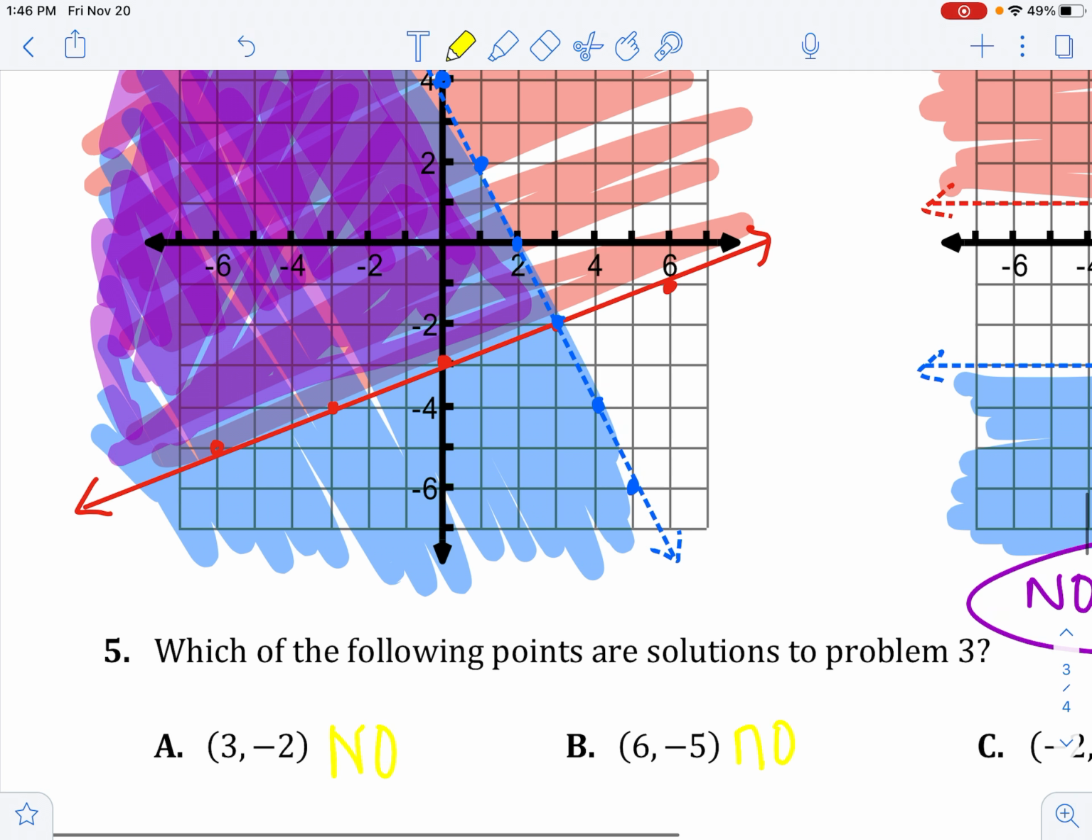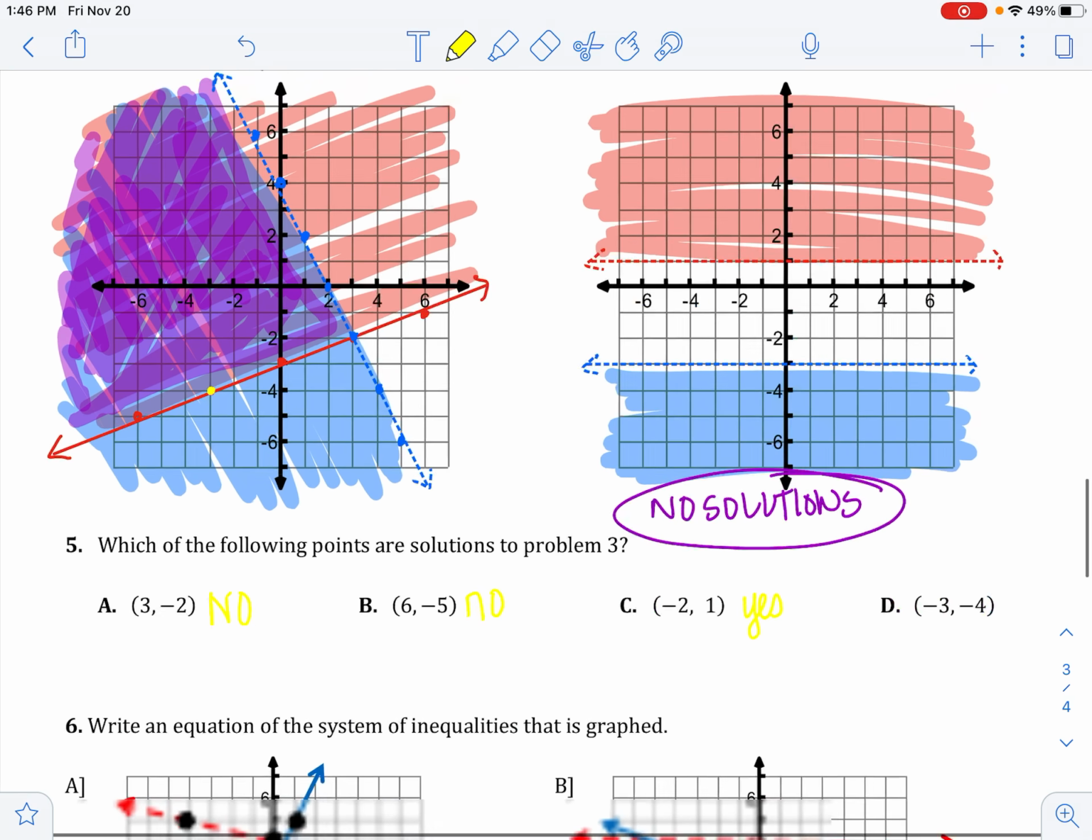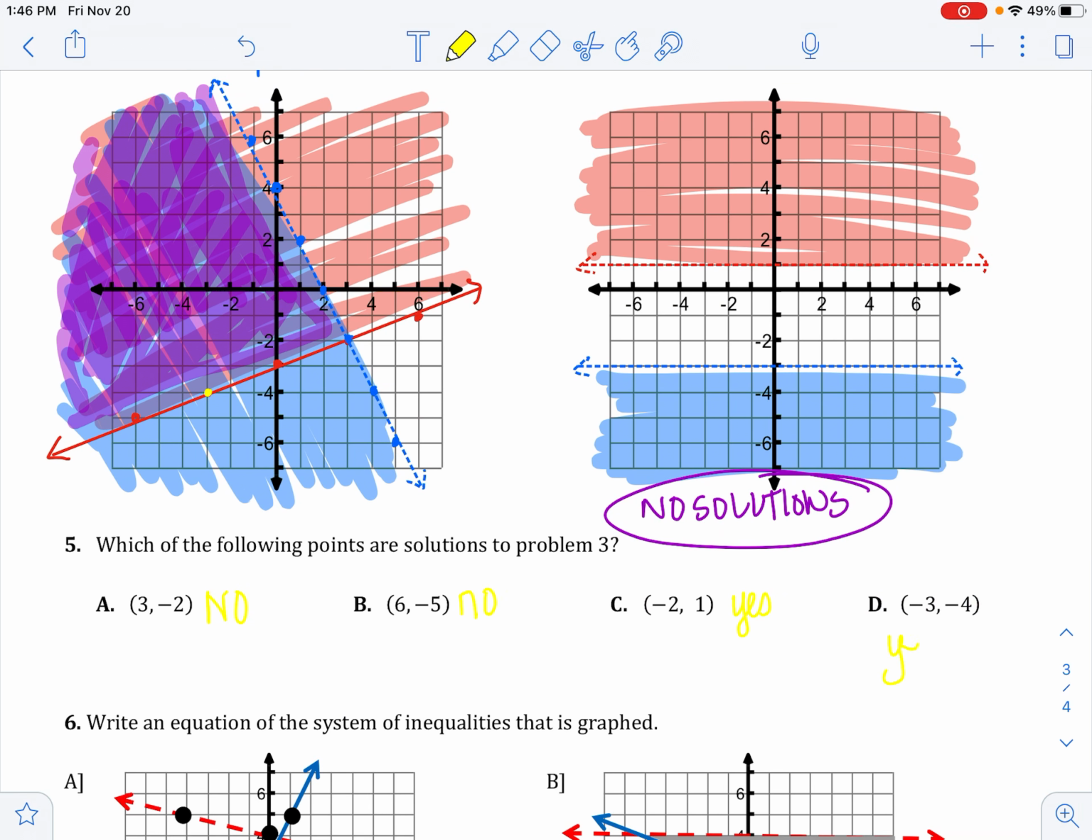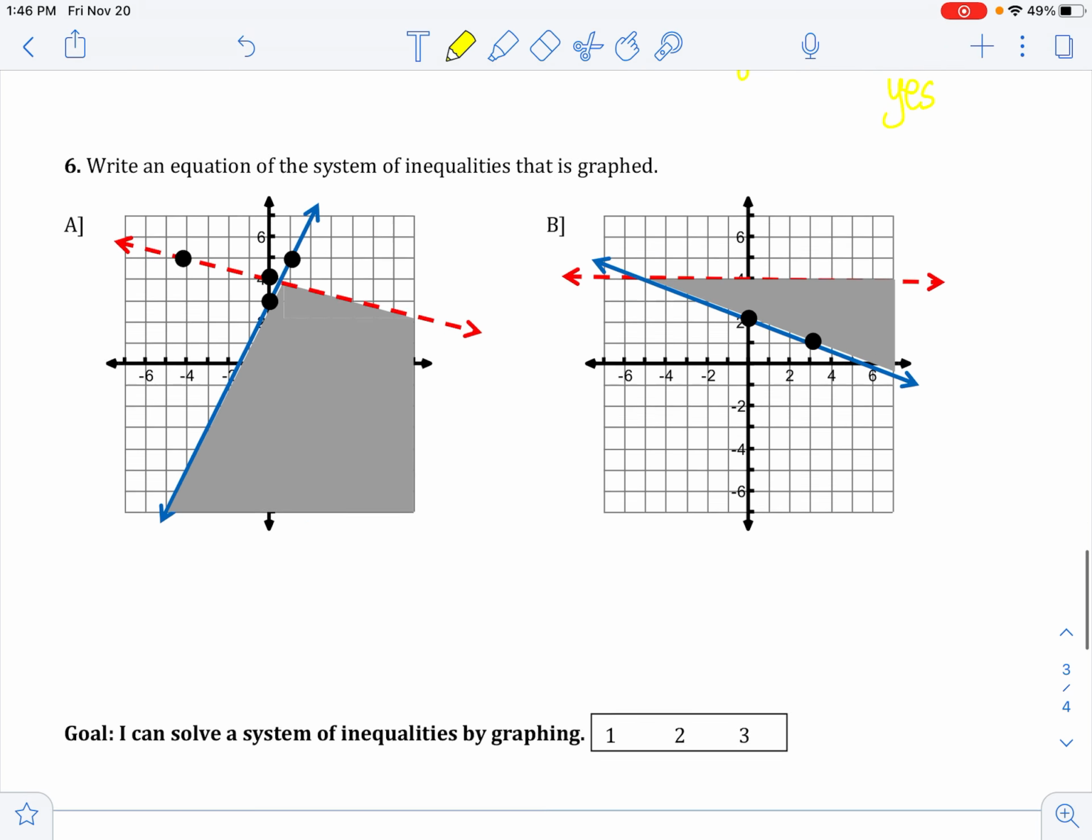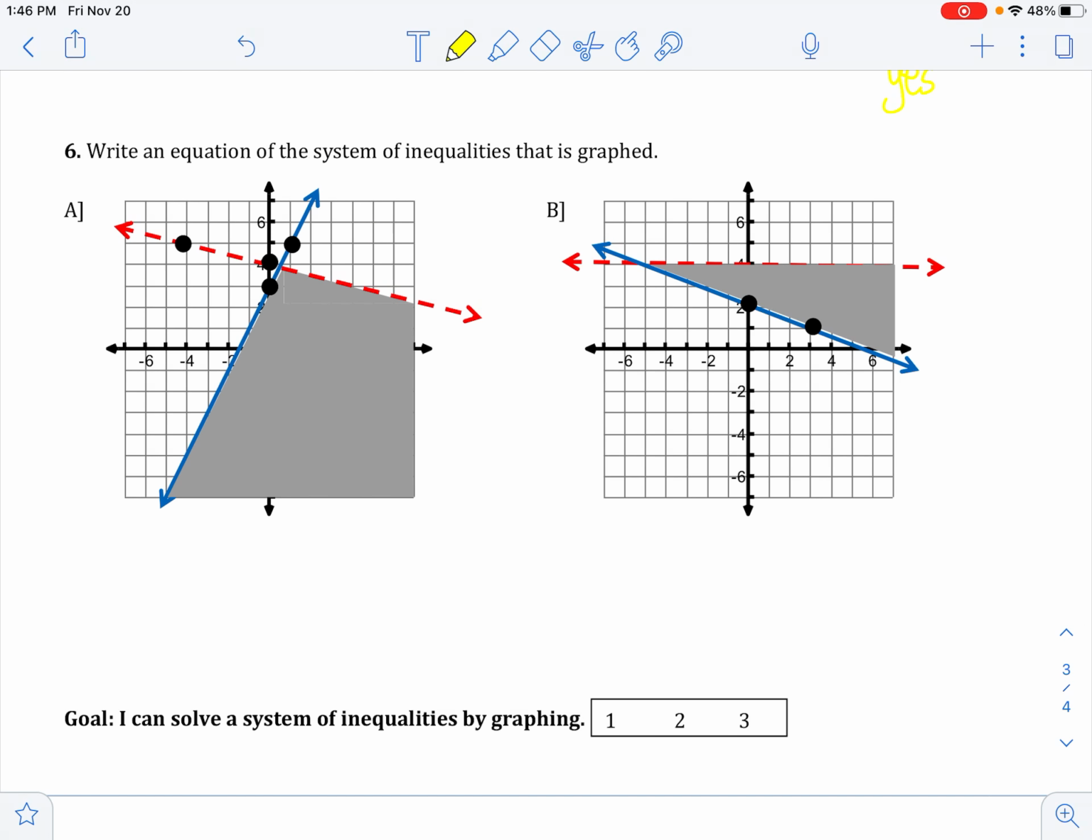Next one, (-2, 1). Yep, that's in the overlapping shaded region. So this is a yes. And then the last one is (-3, -4), right here. Okay, so that's on the red line, but it's solid. But it's also in that blue region, right? So that is a solution to the system. So if it falls on a dashed line, then it's not a solution. If it falls on a solid line, then it is a solution.